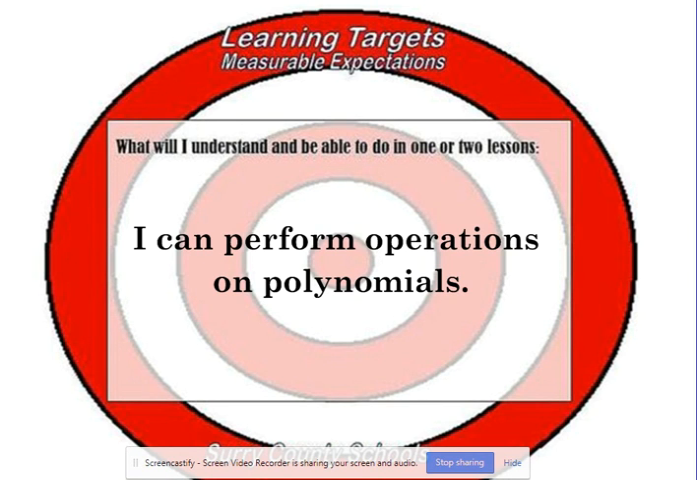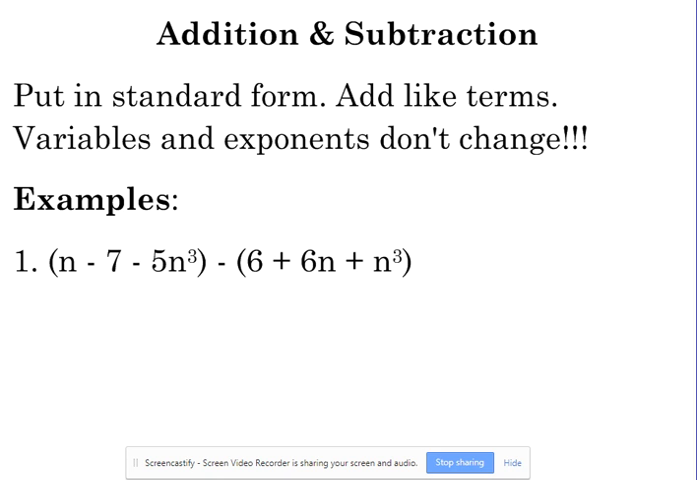We're talking about mathematical operations. Polynomials. We're going to start with the easiest ones: addition and subtraction. It's very simple, but I believe this will help us. We need to put these in standard form if they're not. By standard form, I mean highest exponent first, all the way down to a constant term. We need to add our like terms.